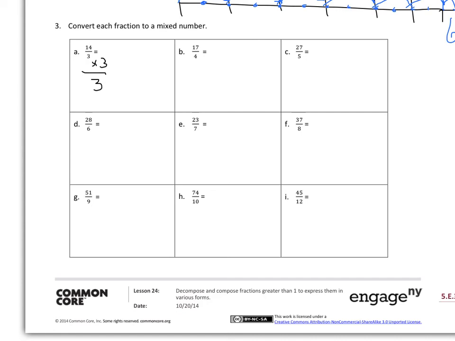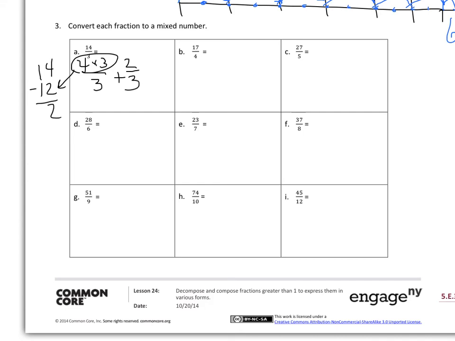So 15 is too high, so we go back to 12. So if we skip counted by 3, 3 times what is 12? The number that should go there is 4. So what we've done here, when we put 4, is we've taken out 12 of our thirds. So if we have 14 and we took out 12, because this is representing those 12, we have 2 left. So we want to show that with plus 2/3.